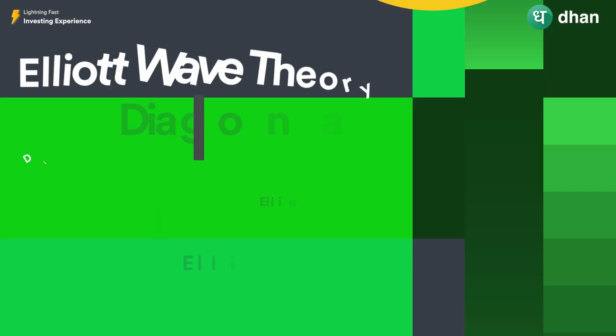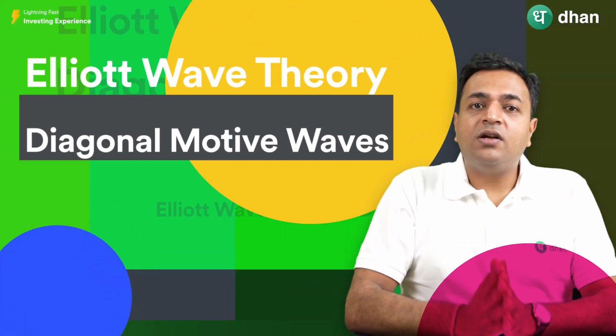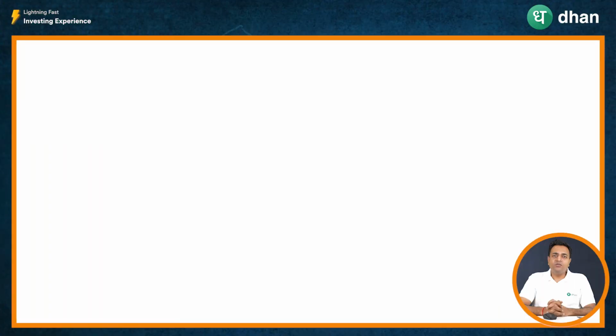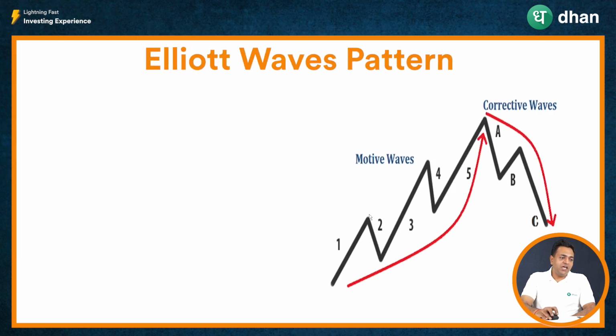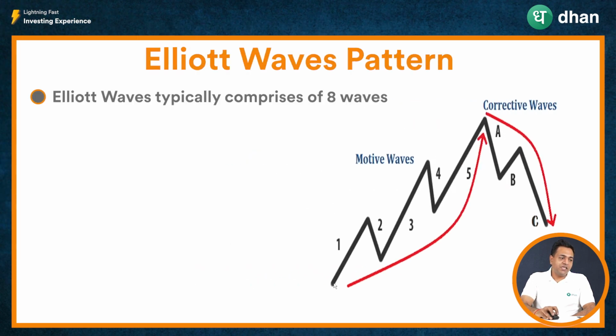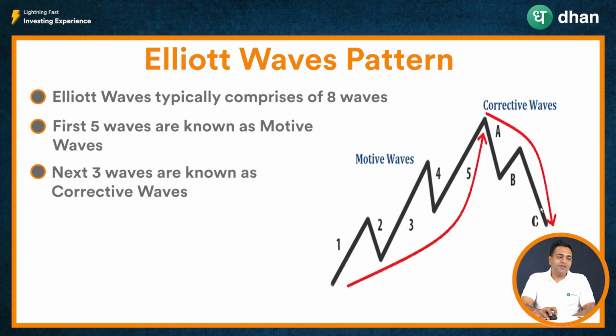Just to recap what we have covered in the last two videos, we tried to understand the Elliott wave structure, which is typically an 8-wave structure as you can see on my screen. The first 5 waves are known as your motive waves numbered 1 to 5, and the next 3 waves are known as your corrective waves numbered alphabetically as A, B and C.